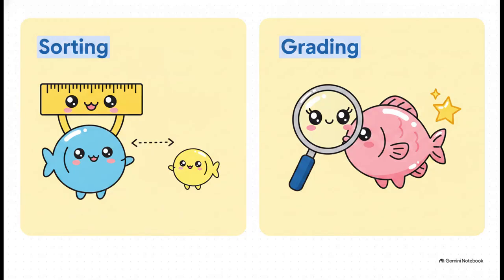To really lock this in, let's look at them side by side. Sorting focuses on the physical metrics, size, species, and type. Grading focuses on condition, quality, freshness, and appearance. Out in the real world, you'd probably sort a batch of fish first to get all the large ones in one place, and then you'd grade that specific batch of large fish to find the absolute highest quality ones. They work perfectly hand in hand.